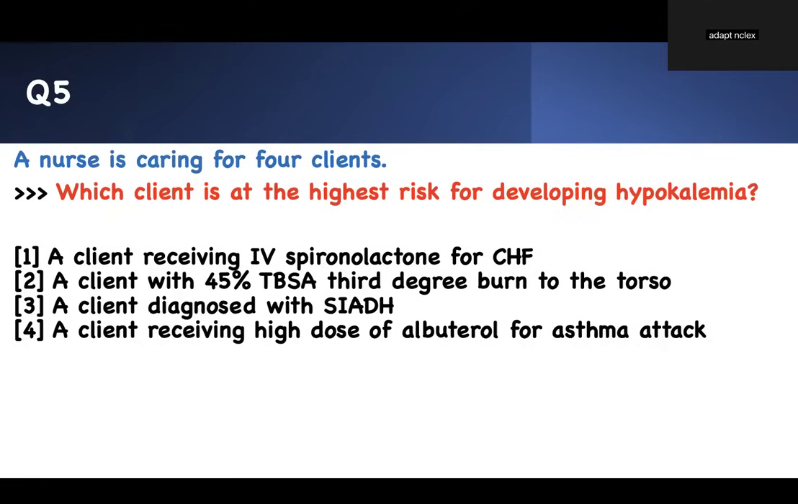And I know SIADH has nothing to do with potassium. It's mostly sodium. Therefore, test-taking strategy. I don't know what number 4 is, but I got to pick it and move on. I'll give you the explanation.